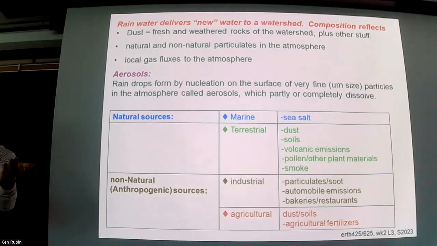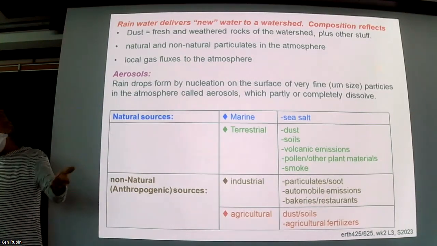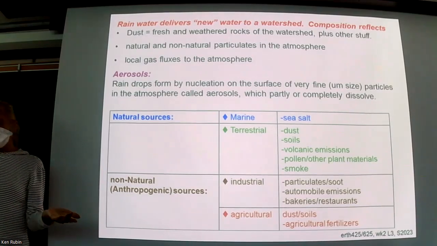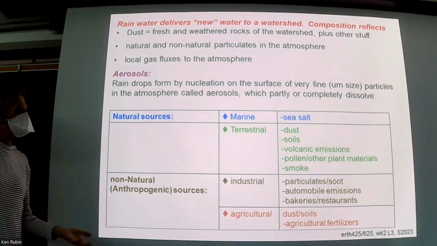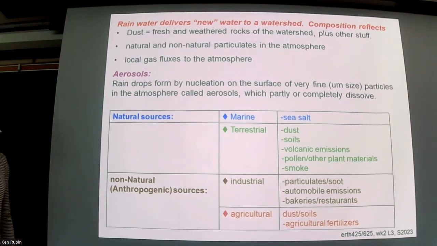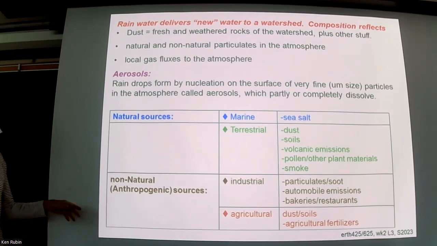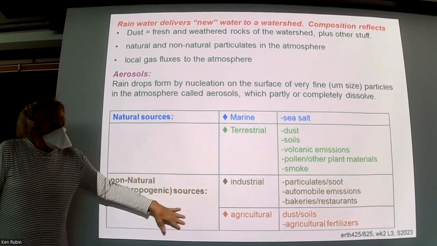There's also gases in the atmosphere, right? Obviously we have oxygen, we have carbon dioxide, we have some acid oxides, sulfuric acid, nitric acid precursors that can contribute to the acidity of rain in some places. But the primary compositions are from particles. Okay? And these are the kinds of particles that we find.